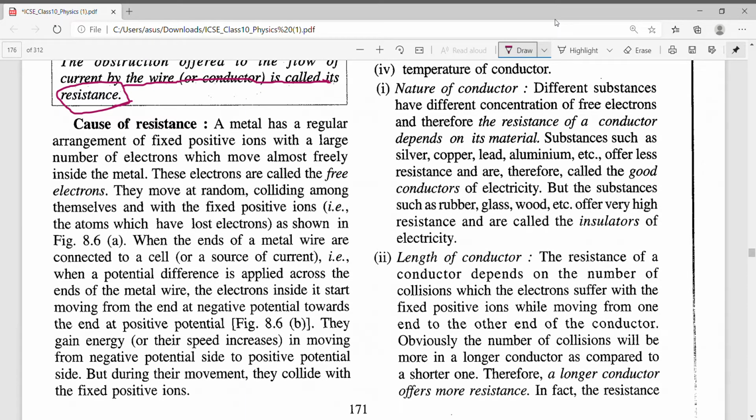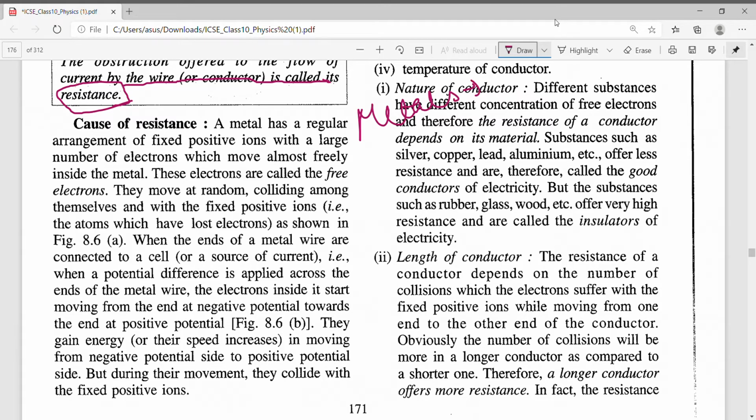A metal has a regular arrangement of positive ions with a large number of electrons which move almost freely inside the metal. You all know that metals lose electrons, thereby they have a positive charge on them. So if this is a wire, the electrons will move freely here and there in the metallic conductor. The electrons which are flowing are basically called the free electrons, correct?